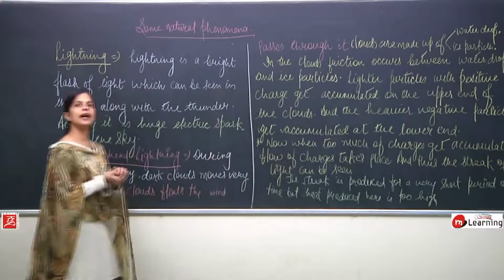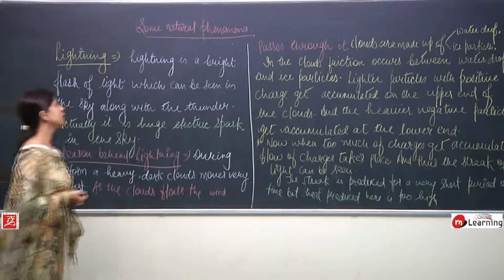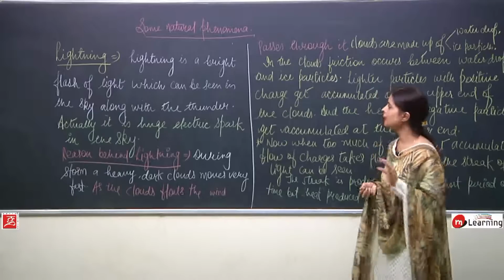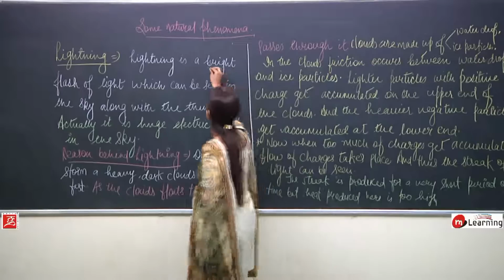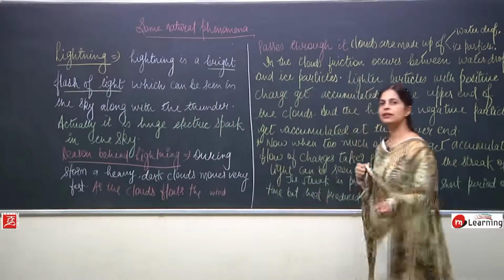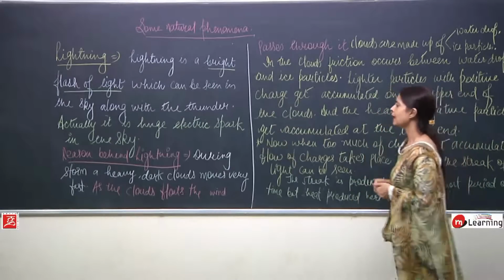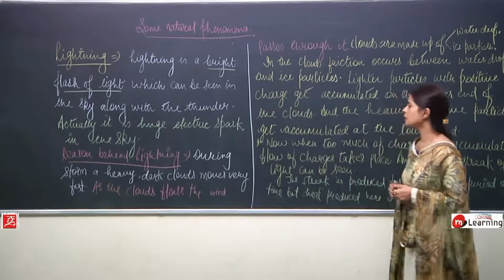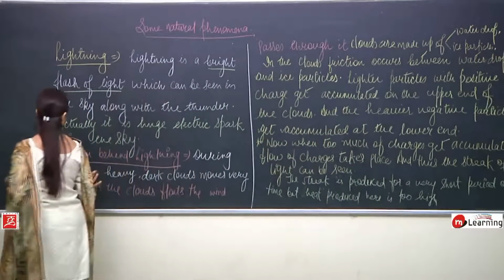First, I'll just go through it so that there should be no mistake over here. So, lightning is a bright flash of light which can be seen in the sky along with the thunder. It is a bright flash of light. Now, actually it is a huge electric spark in the sky. Now, what is the reason behind lightning, children? During a storm, there are heavy dark clouds.